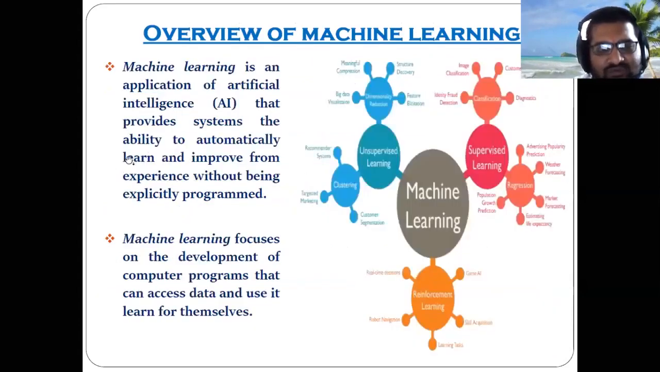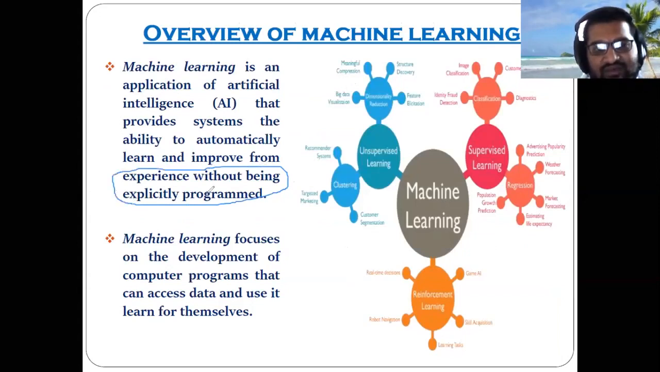Now most of the people are having confusion in this particular part. That part is nothing but what? This part. You are getting. What exactly is meant by without being explicitly programmed?